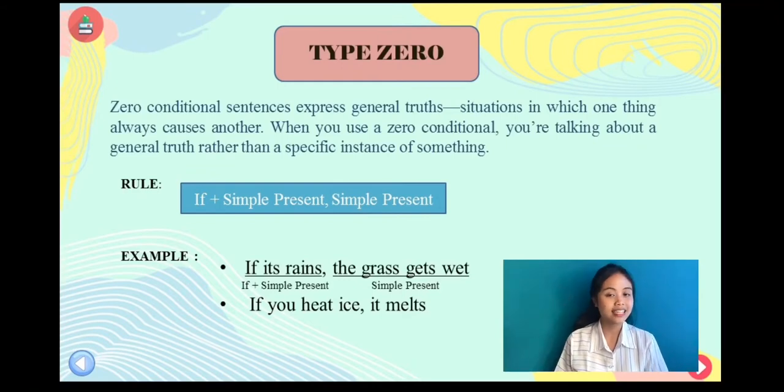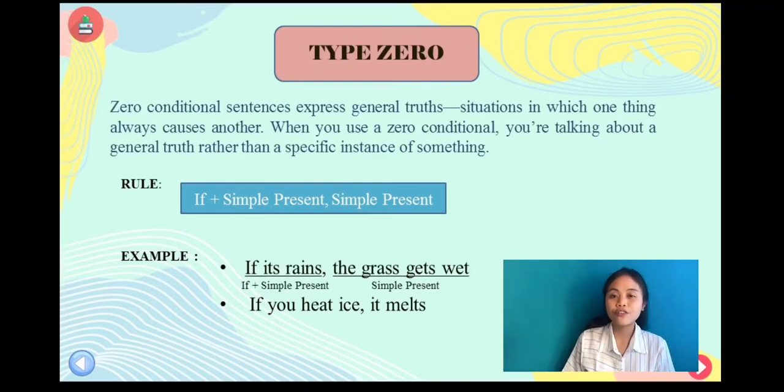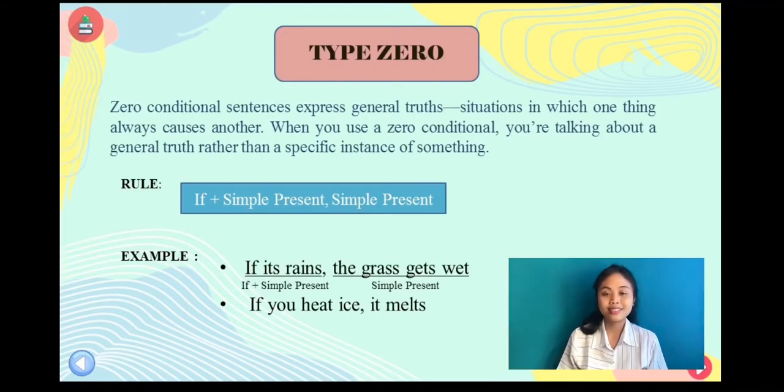Zero conditional sentences express general truth, a situation in which one thing always causes another. When you use zero conditional sentences, you are talking about general truth rather than a specific instance of something. The rule is, for the if clause, use if plus simple present, and for the main clause, use simple present. The zero conditional sentence is used to make a statement about the real world and often refers to general truths such as scientific facts. In this sentence, the time is now or always, and the situation is real and possible.